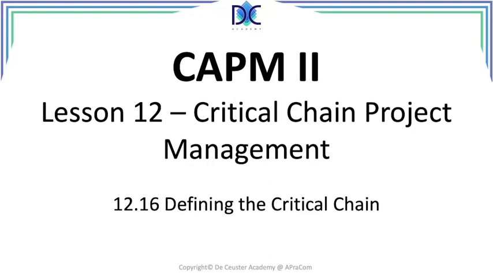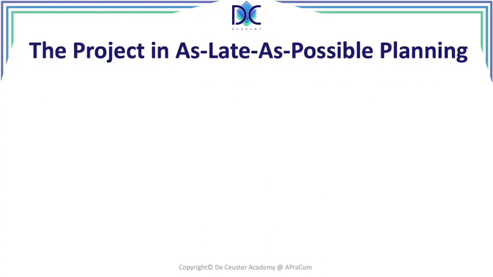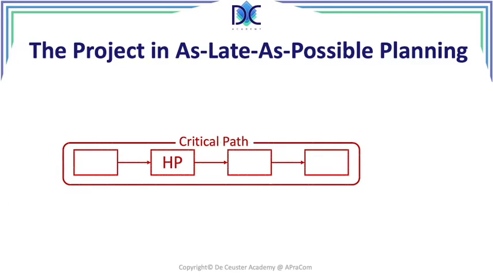So let's have a look at the critical chain. What is the critical chain? We first look at the project in what we call as late as possible planning. And what we see here, we have the critical path, 4 activities. And on the second activity, we have our resource, Harry Potter, who's working on that critical path activity.